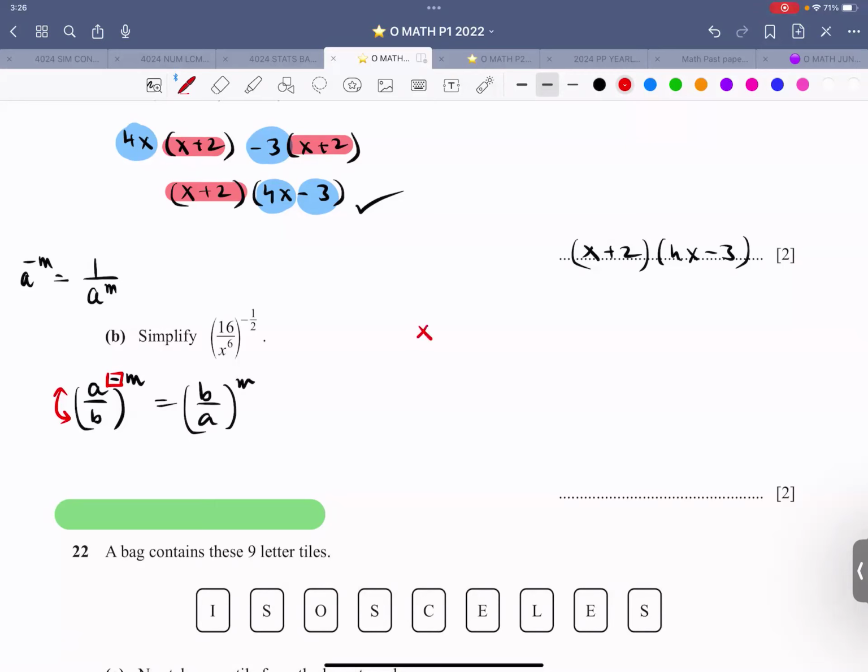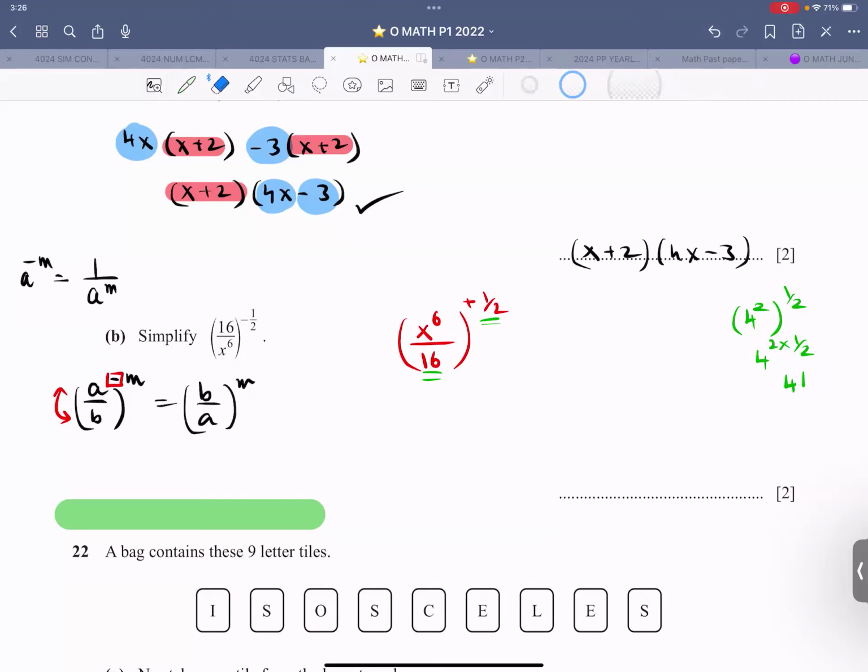So first of all, write this thing as x power 6 over 16 raised to the power of positive half. 16 is basically 4 squared. 4 squared raised to the power of half, that's 4 power 2 into half, which is 4 power 1. We know the square root of 16 is 4. So this is 4 power 1. Let me write it properly.